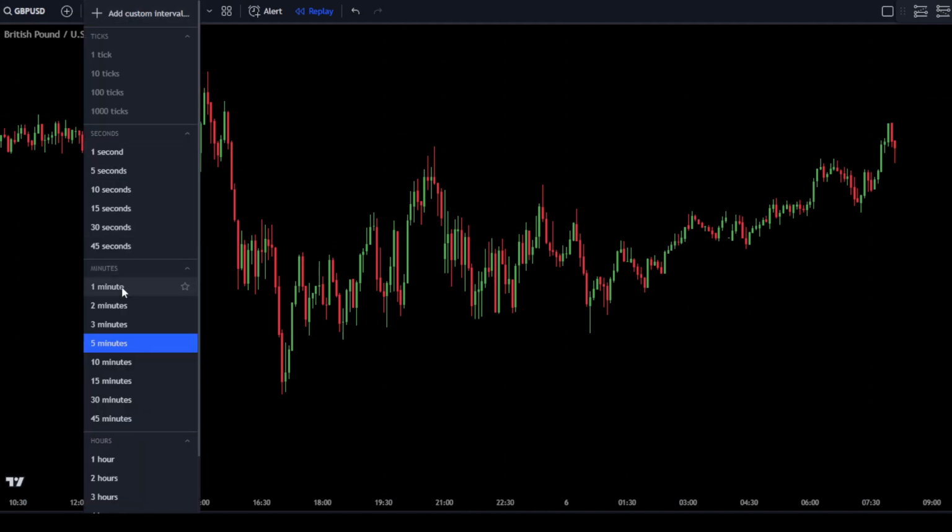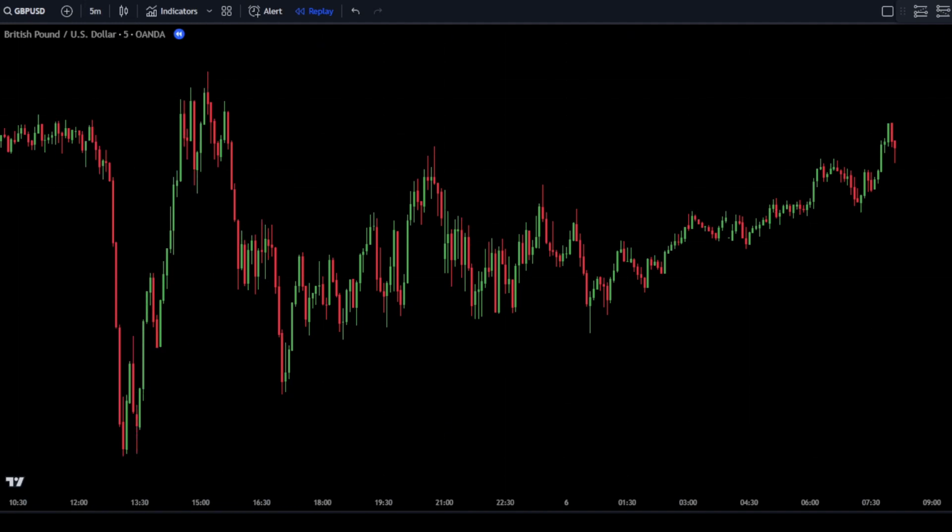Then, set the time frame to 5 minutes. You can also use this scalping strategy on other time frames like 1 minute or 15 minutes, but based on the backtest we conducted, this scalping strategy works best on the 5-minute time frame.